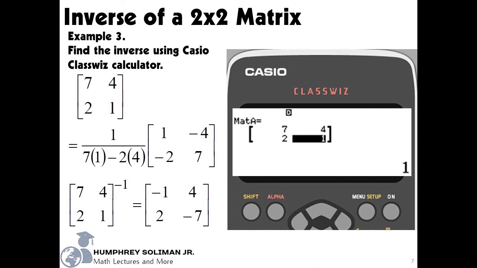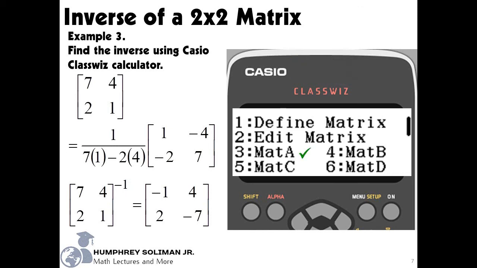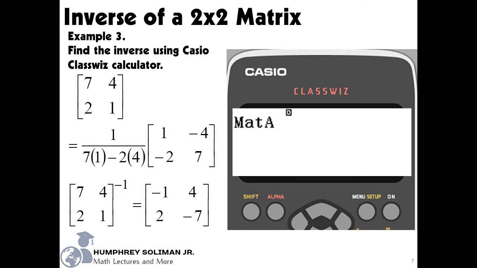Clear the screen using the AC key. Press the Option key. And then select matrix A, option 3. Press the key for the inverse of X. Now, press the equals key. You now see, the inverse of the matrix in number 2 is the same as the result using the calculator.